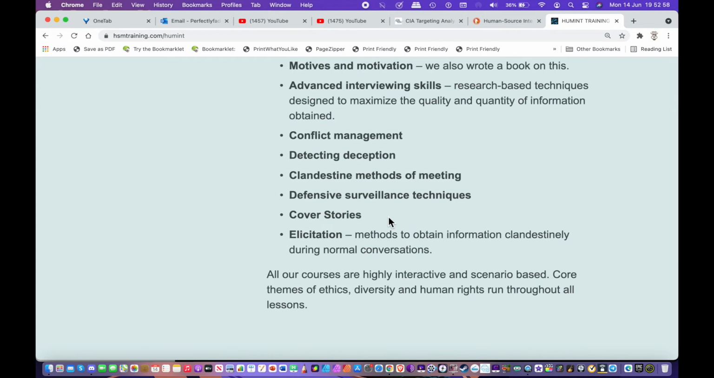Defensive surveillance techniques. So I'm taking it that's like making sure that it happens and nothing goes wrong. And cover stories. James Bond or someone else like that. Elicitation. I don't know what that means.